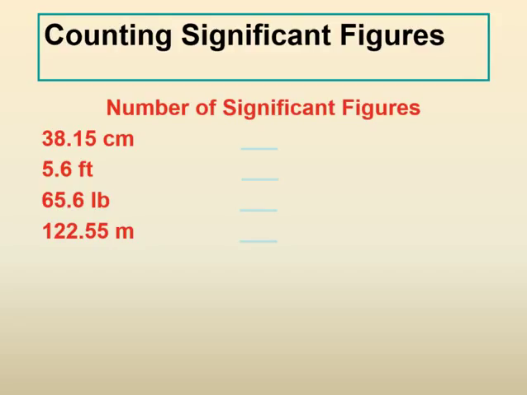All right, first value, 4 significant figures. Second value, 2 significant figures. Third value, 3 significant figures. Fourth value, 5 significant figures. Take a moment, drink that in. Let's move on and try to complete this rule.